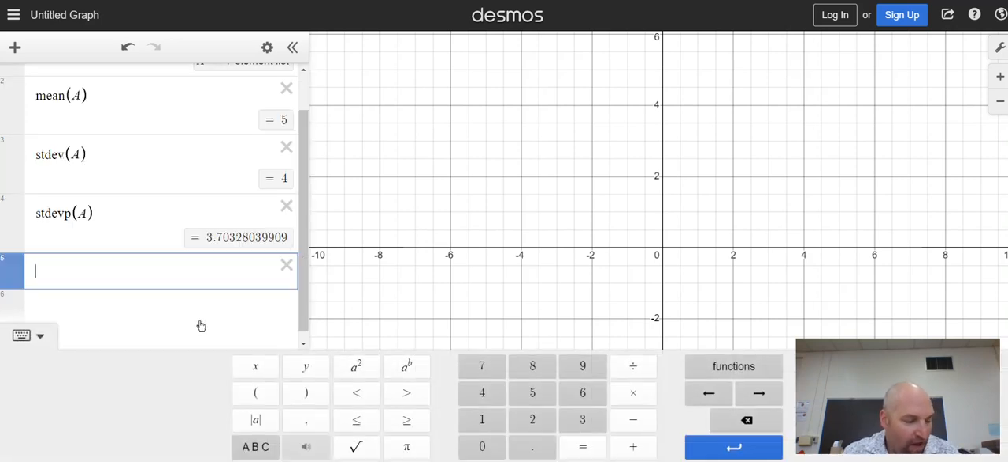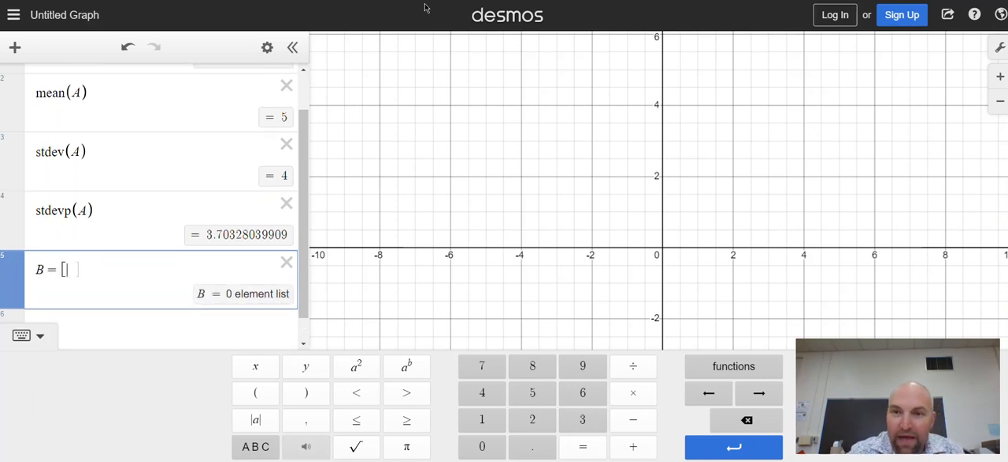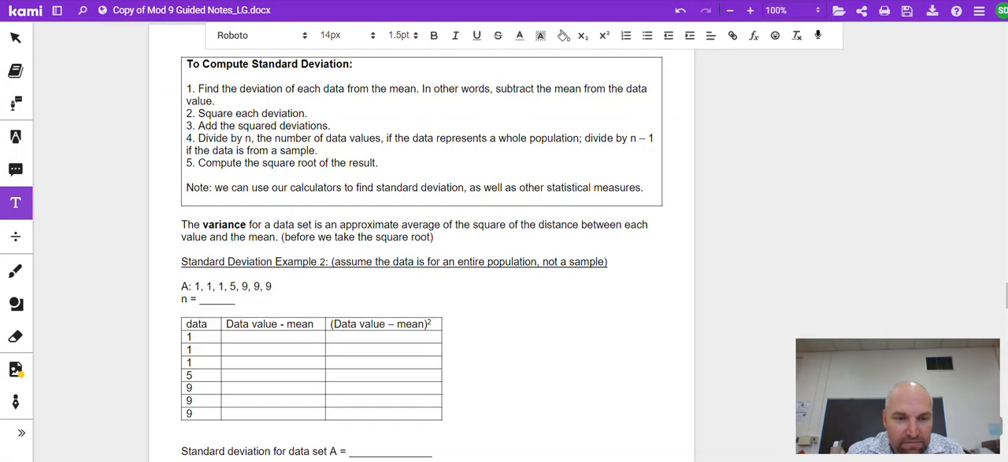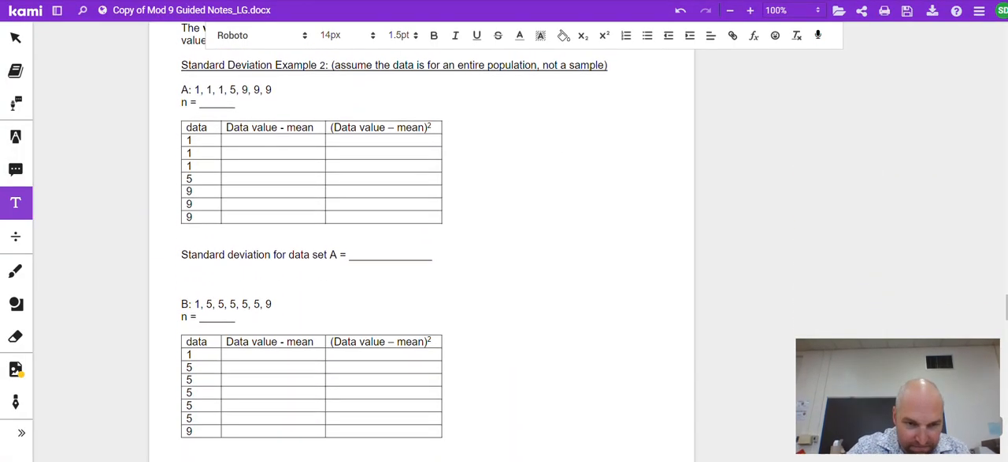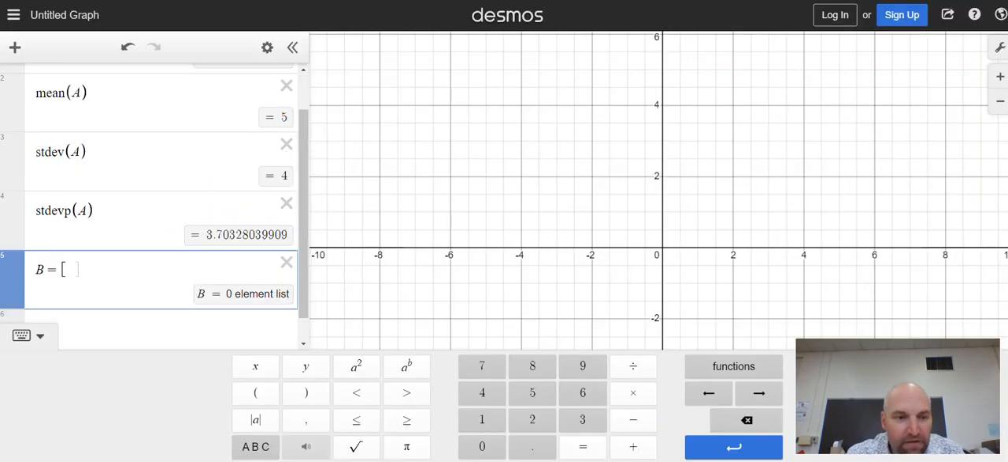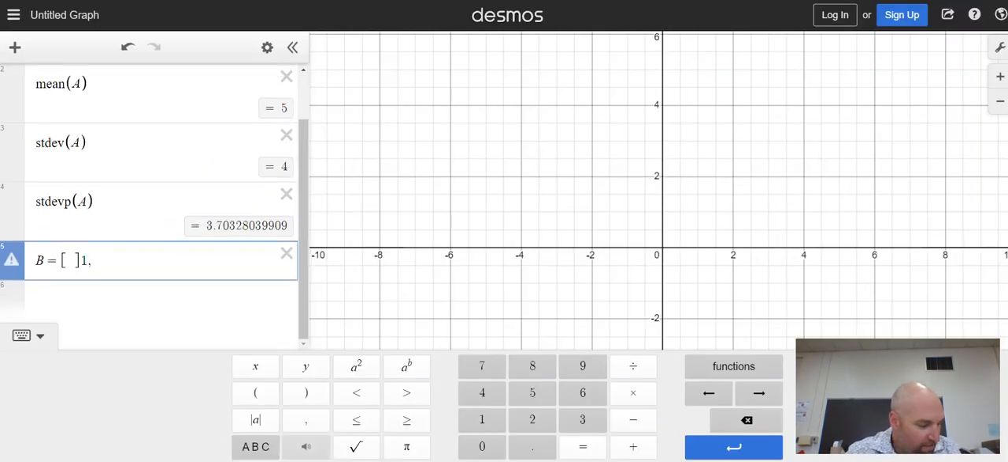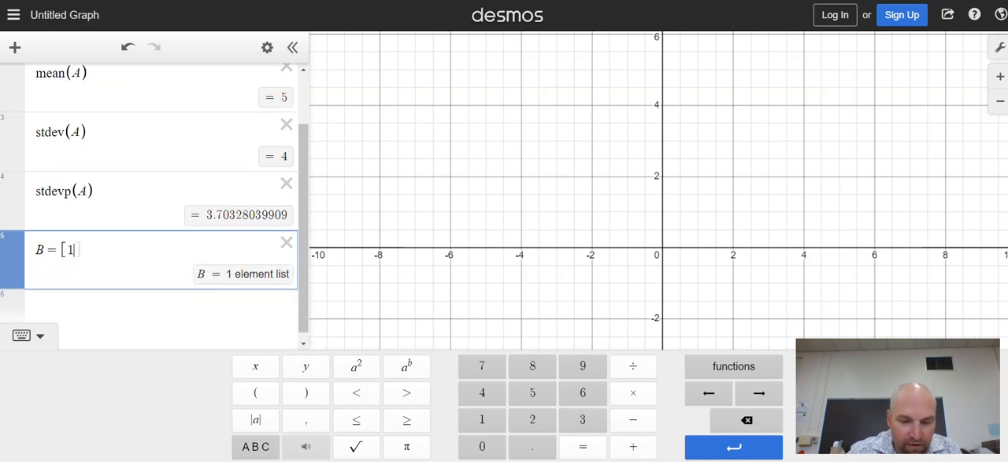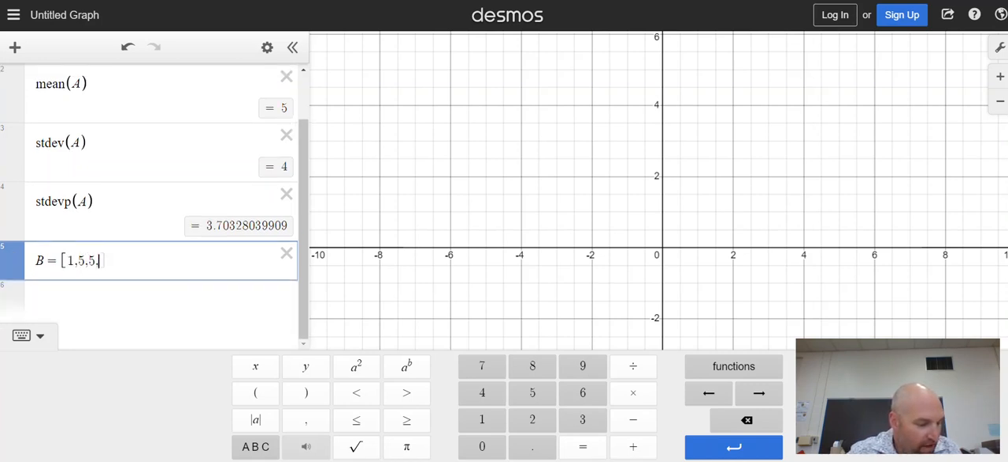Let's go ahead and do that other one, which was B. So we'll call it B. In a bracket. And if I look back at that problem, what was B? 1, 5, 5, 5, 5, 5, 5, 9. Do 1 comma 5. Whoops, missed it. 1 comma 5 5 5 5 5 9.